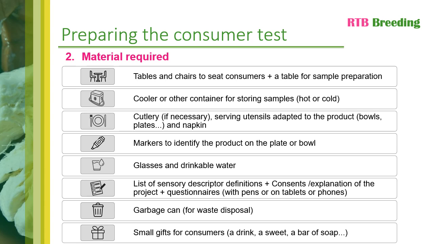Then you will need the equipment to eat the samples, including cutlery, plates, or bowls in which to put the samples, and napkins. Don't forget to take markers with you to write the codes for the samples on the bowls and plates. You will also need to bring cups and drinking water so the consumers can drink between samples. Of course, you will need questionnaires, but also consent forms and a list of definitions. Don't forget to bring bins for food leftovers and other rubbish. And finally, plan a small gift to give to consumers to thank them for the participation. This could be a small bar of soap, a drink, a sweet, etc.